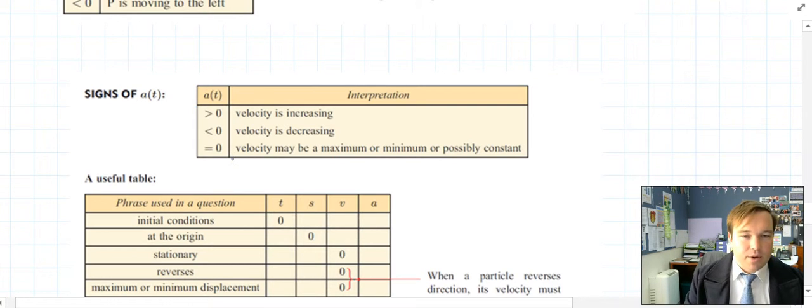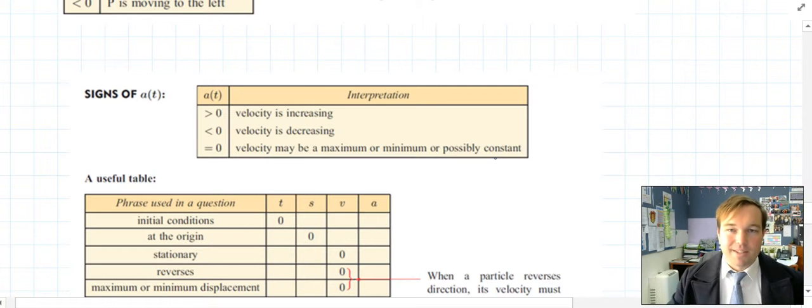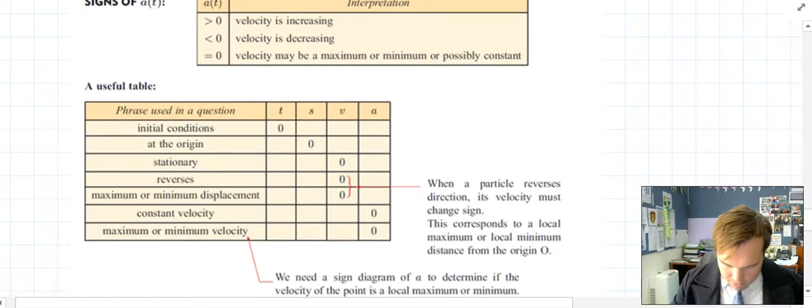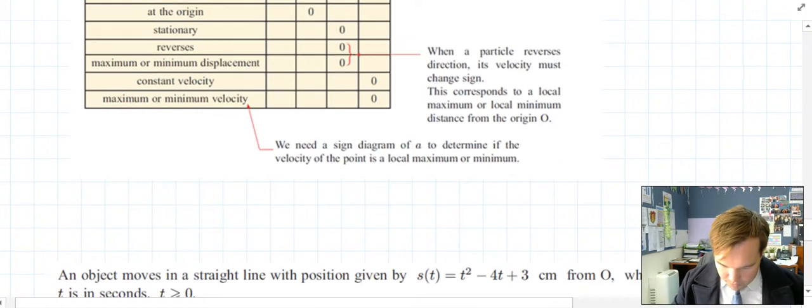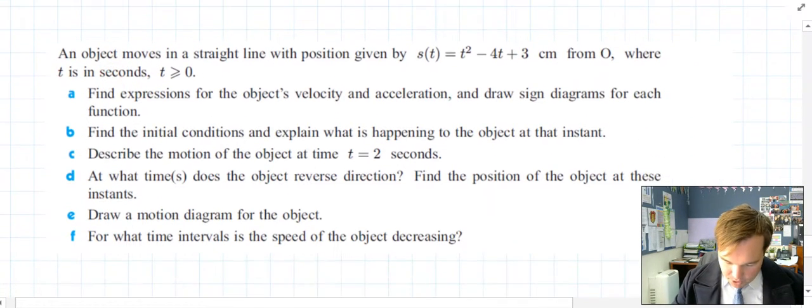If the acceleration is 0, what might be happening is the velocity might be a max or a min, or it might not be changing. So acceleration of 0 doesn't mean the particle is standing still, it just means it's not changing its velocity. There is a table there. Once again, I'll give you the printed out notes.